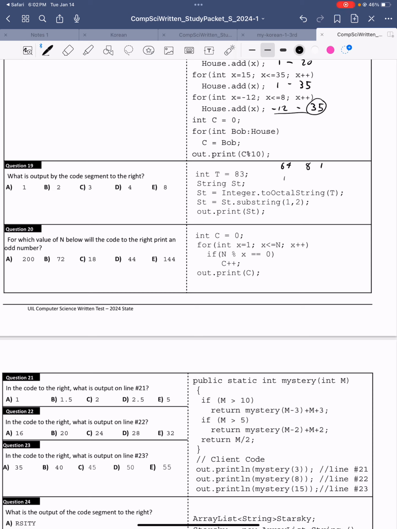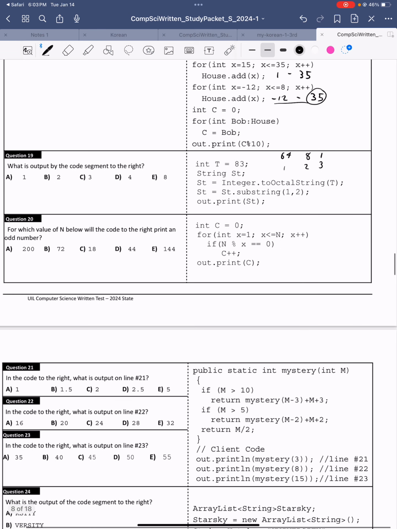19, so 1, and then 2, and then 3, right? And then we want to take the substring 1 through 2. So we start at 1, and then we end at 2, but we don't include it, so it's just going to be 2. 19 is B.